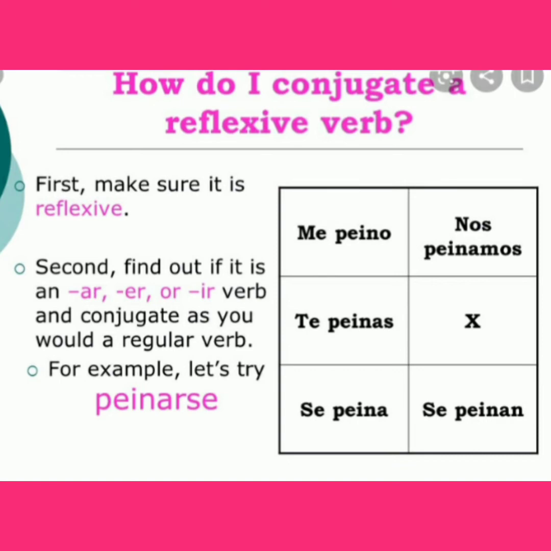I hope you were paying attention to the table preceding this table with the present tense endings. Peinarse is an AR verb, an AR reflexive verb. Therefore, it would take the present tense AR endings o, as, a, amos, and an. The present tense conjugation of peinarse is as follows. Me peino, I comb my hair. Te peinas, you comb your hair. Se peina, he or she combs his or her hair. Nos peinamos, we comb our hair. Se peinan, they comb their hair, or you, in general, comb your hair.